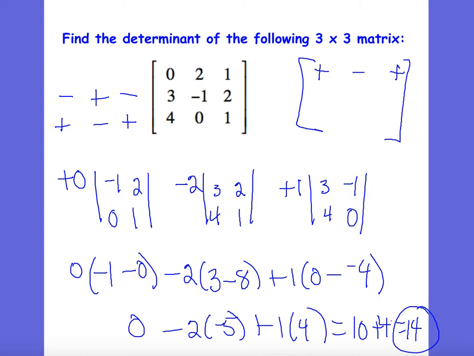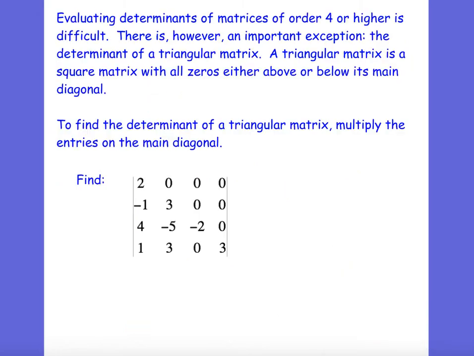Okay, I know this seems confusing, but once you practice it on your own once or twice, it does get easier, I promise. Now, when you try to evaluate determinants of matrices of order 4 or higher without a calculator, it gets difficult. However, the one exception is when you deal with a triangular matrix. A triangular matrix is a square matrix with either zeros all above the main diagonal and numbers everywhere else, or vice versa. The way you find the determinant is you just multiply the numbers on the main diagonal. That's all you have to do.